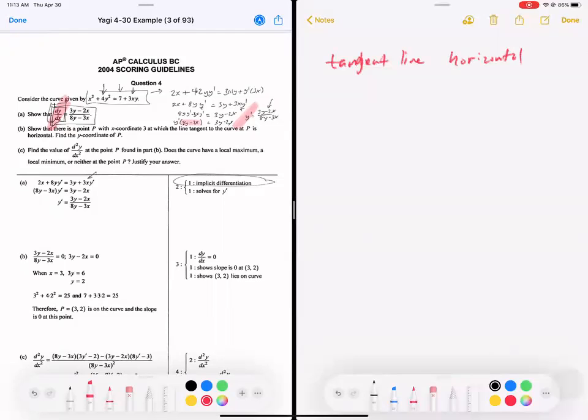So another thing I always do, whenever I hear the word tangent line, I always think of this idea of y minus y1 is equal to m, x minus x1. I'm just thinking that all the time. So show that there is a point P with the x coordinate 3. So we want a point P is 3 comma whatever that y value is, at which the tangent line to the curve P is horizontal. So we're looking for m is 0.